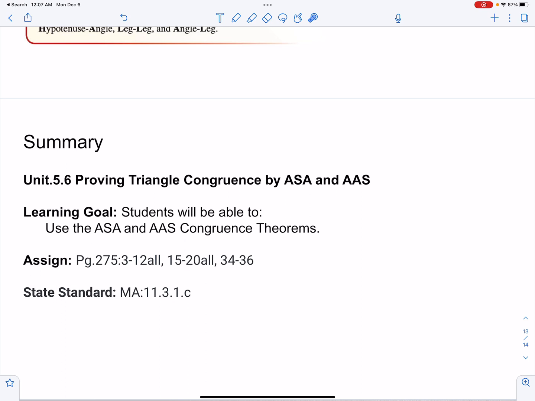Again, your homework's posted. Be sure you ask questions. Make sure that you understand for the lesson going forward and get that skill check done after your practice set.